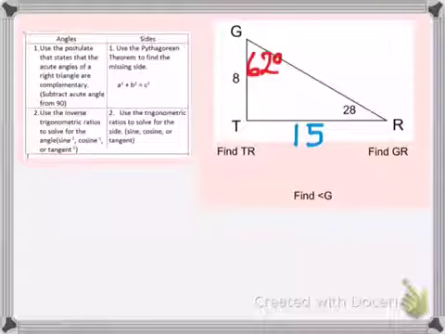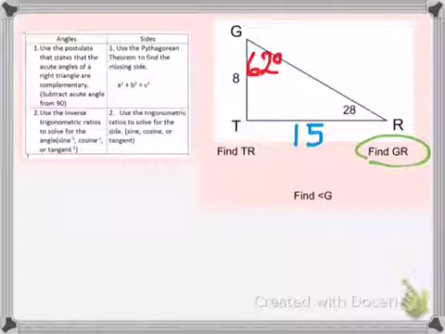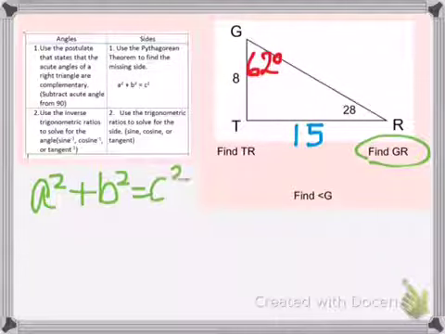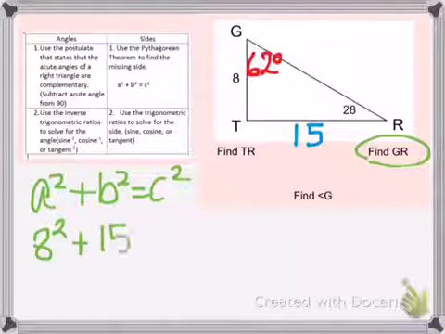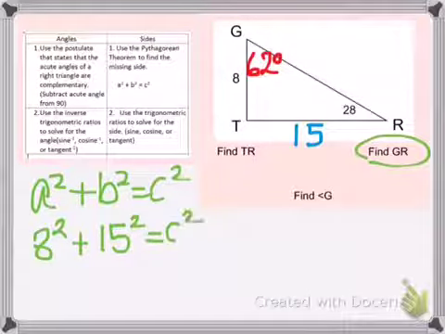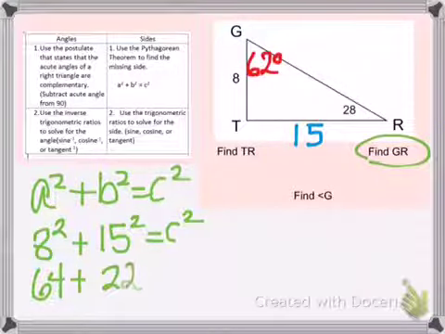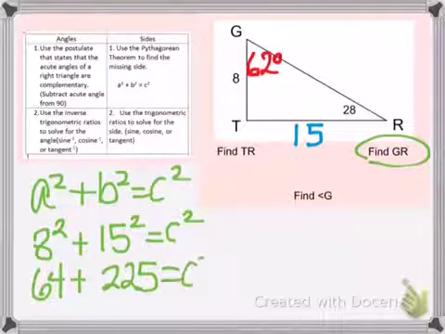Now what I need to do is find my final side. To find GR, I can do a couple of things. I could use the Pythagorean theorem since I know two sides, or I could use the trigonometric ratio. If I use the Pythagorean theorem, which is a squared plus b squared equals c squared, I know that c has to be my hypotenuse, which I don't know. So 8 squared plus 15 squared is going to equal c squared. 8 squared is 64, plus 15 squared is 225, and that's going to equal c squared.